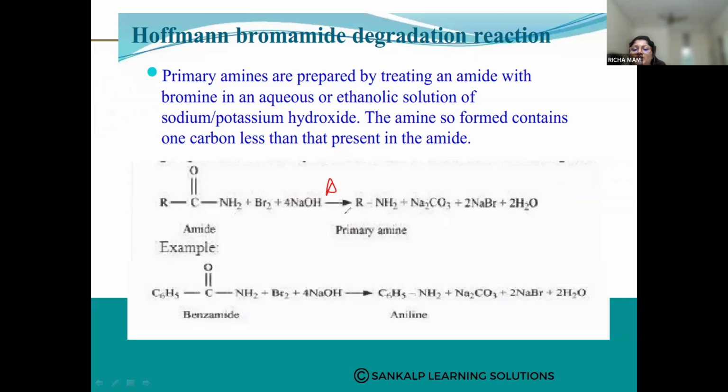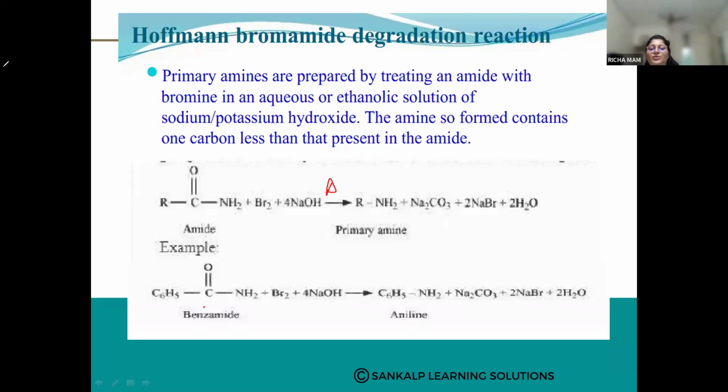So I'm going to get a primary amine. Similarly, let me take an example of benzamide. Benzamide reacting with Br2 in the presence of NaOH, what am I going to get? Aniline plus Na2CO3 plus NaBr plus 2H2O.